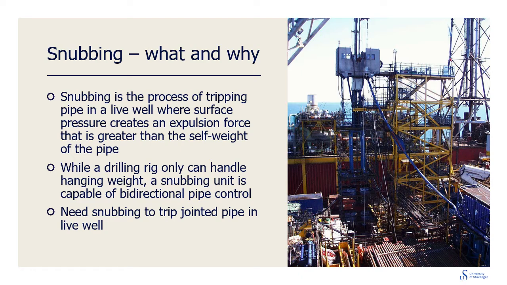What is snubbing and why use snubbing? Snubbing is the process of tripping pipe in a live well where the expulsion force created by the surface pressure is greater than the self-weight of the pipe. When running in hole with pipe, we need to push. When pulling out of hole with the pipe, we need to hold back. If we let go, the pipe will be ejected from the well.